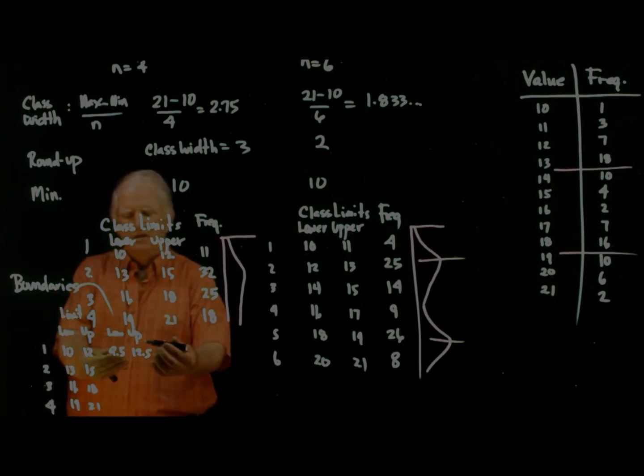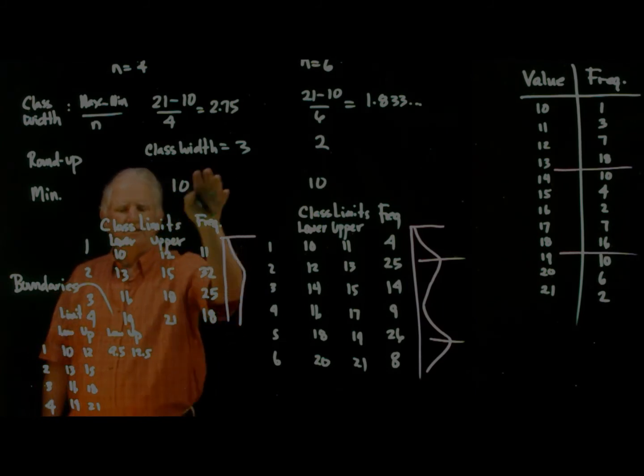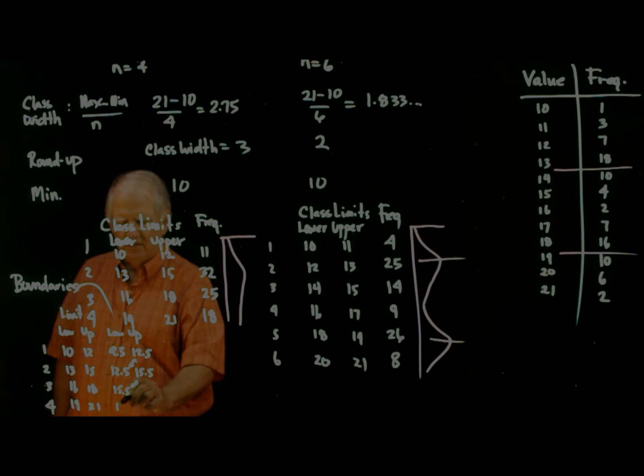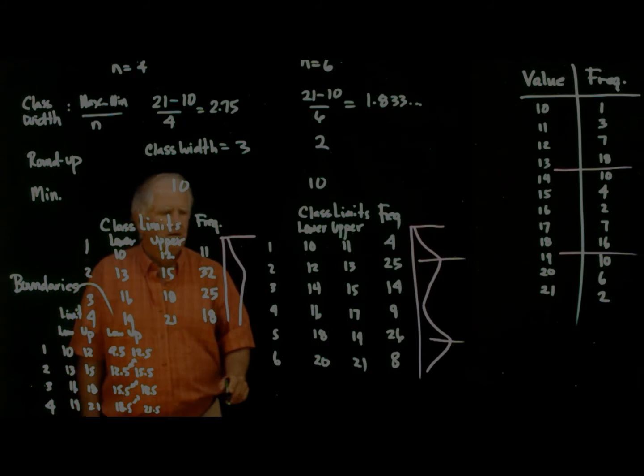And again, each one of these increases by the class width. So each of these go up by 3. And you can see those two across the way are the same. 15.5, same as this. 18.5 will be the same as this. 18.5 and 21.5. It's really as simple as that.